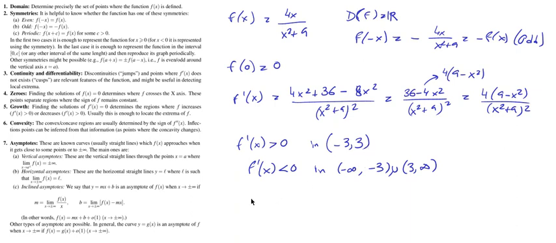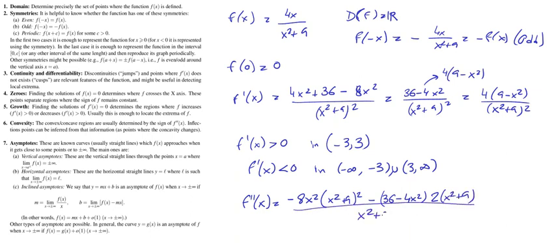Now what happens with the concavity? We can compute the second derivative, and using this formula, this is equal to minus 8x times x squared plus 9 squared, and then we have minus 36 minus 4x squared times 2 times x squared plus 9, right? All of this divided by x squared plus 9 to the 4th power. Okay.